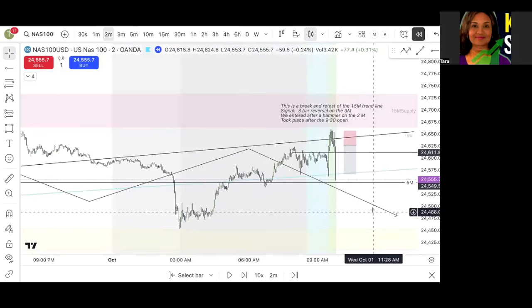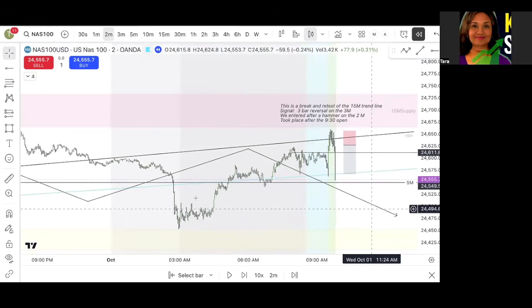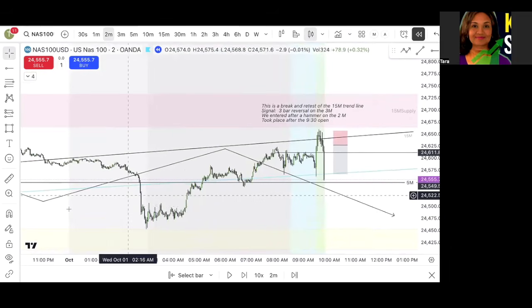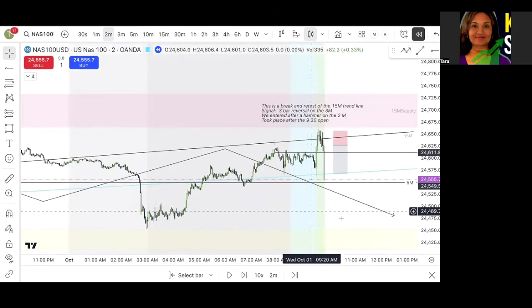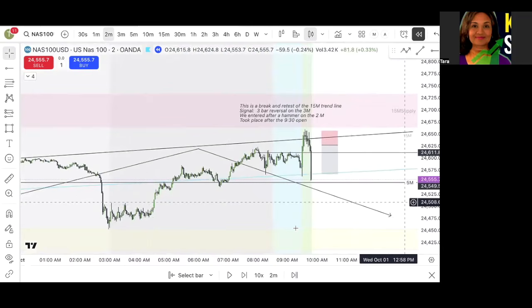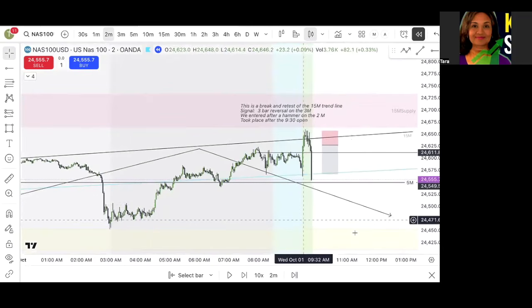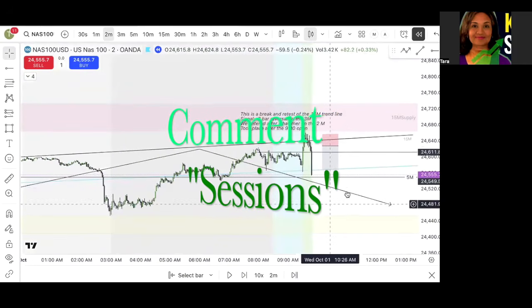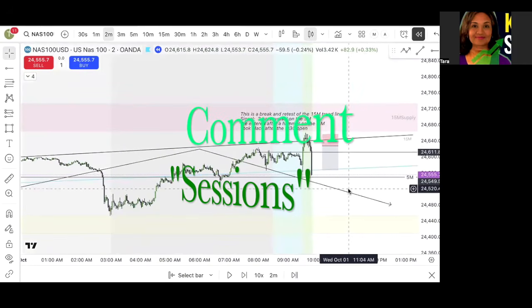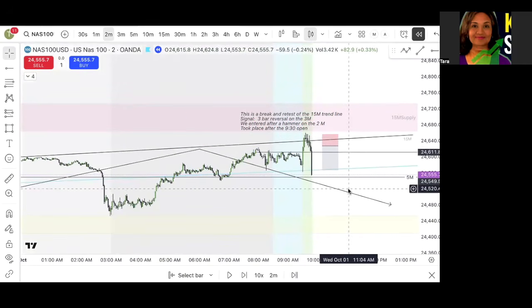I'm a visual learner, so I like to see the colors on the chart. I have my Asian session here in light gray, the London session in dark gray, and this pre-market is in blue. And then finally, I know that it's time for me to trade when I see the green, and this is the 9:30 bell. And if you'd like to learn how to create these sessions on your chart, you can comment sessions in the comments, and I'll be sure to include this in our next video.